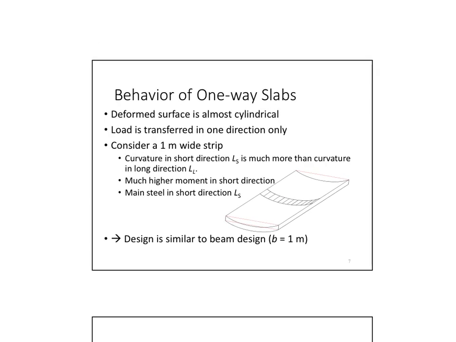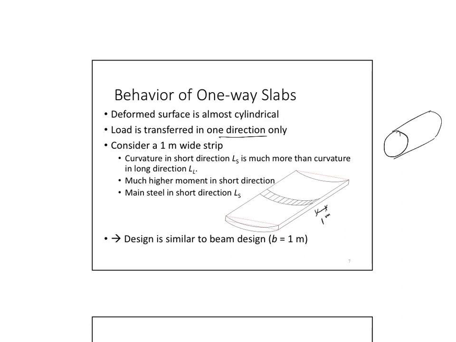Okay, thinking about the behavior of a one-way slab, the deformed surface is almost cylindrical. So as if this is part of a cylinder, right? You know what a cylinder is? Like this. And the load is transferred in one direction only. And we consider a 1 meter wide strip. This is the 1 meter wide strip.